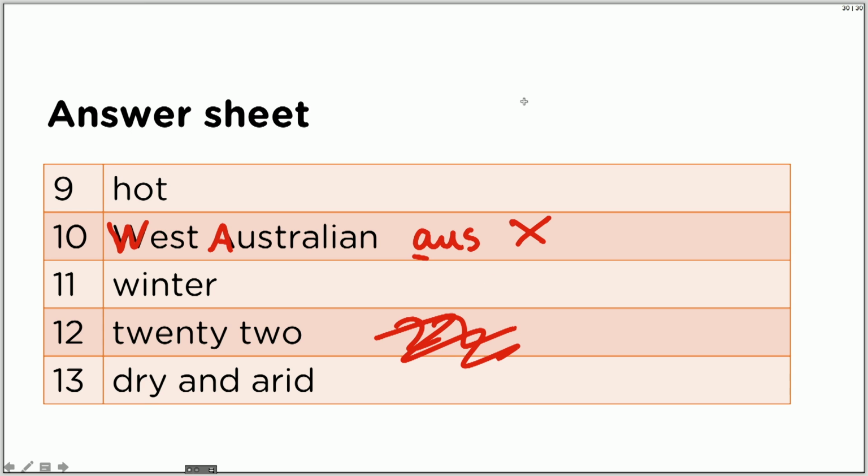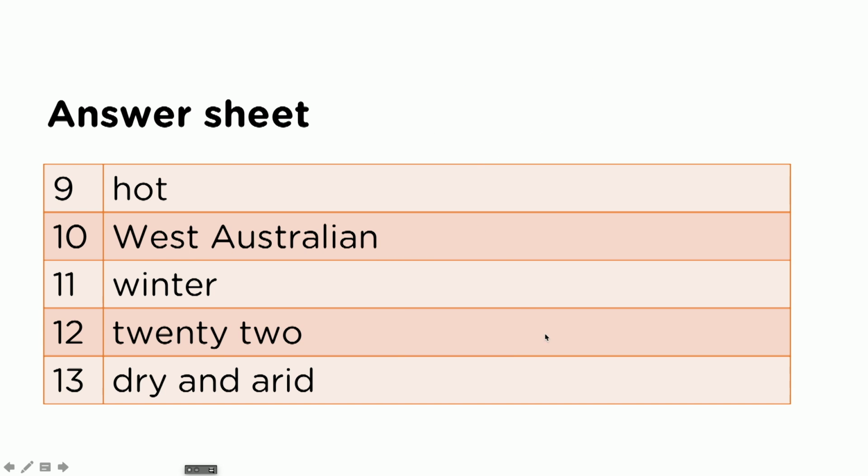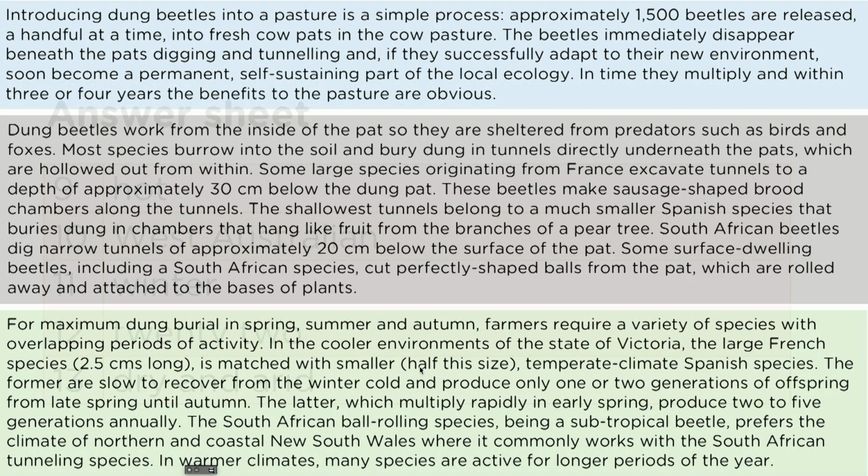The other thing you need to watch out for is in the passage you might get a word that has a dash, so it'll be a word dash other word. You need to write it exactly as you found it from the passage, okay? And here we have dry and arid. That is 3 words. This is what the passages will look like.